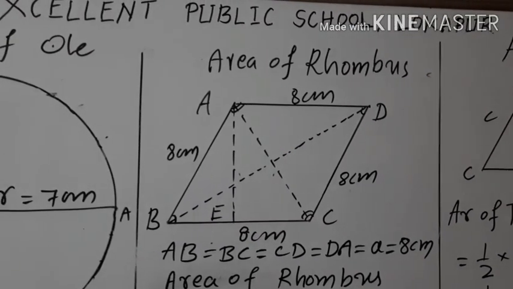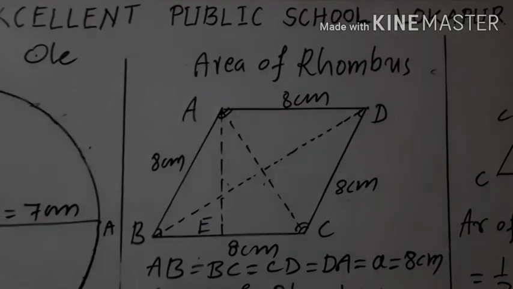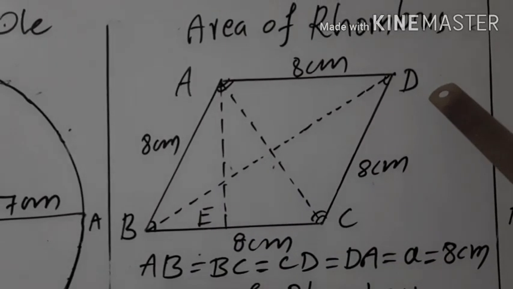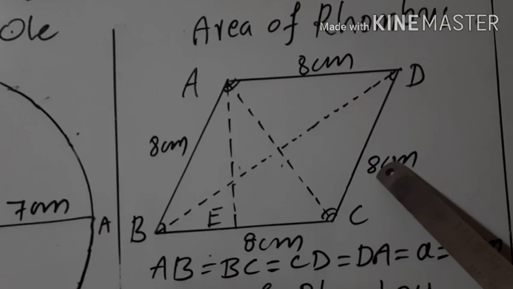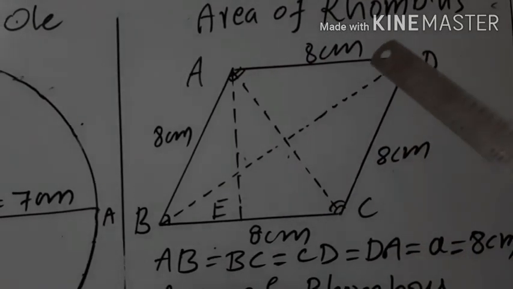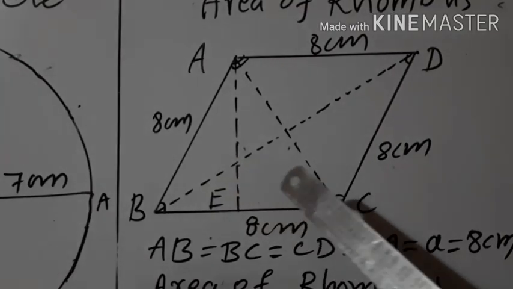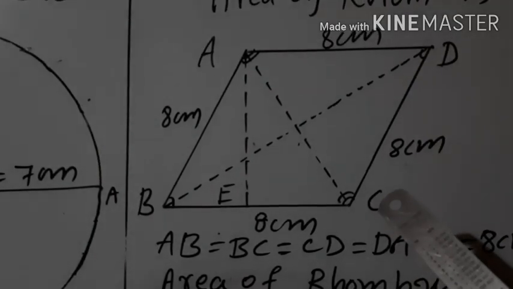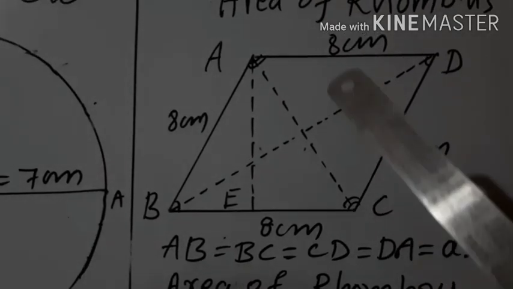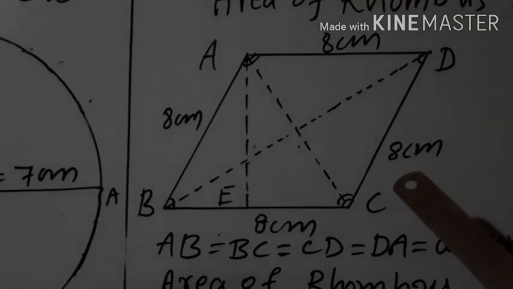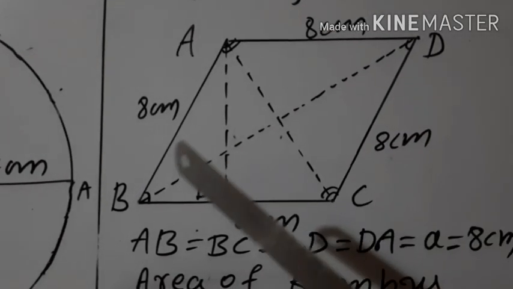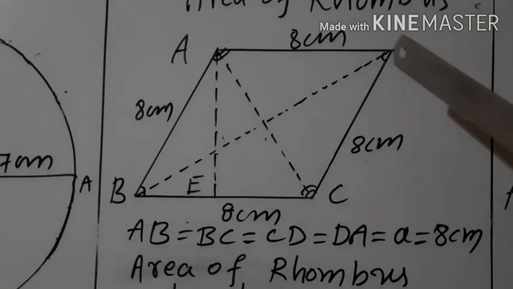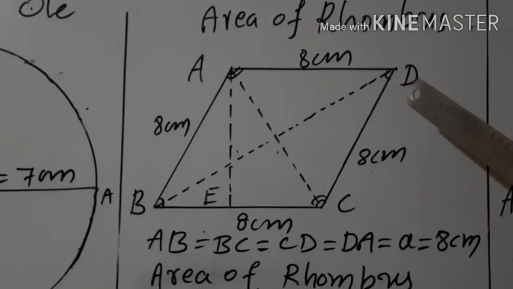Now, one more and very important quadrilateral, that is rhombus. Okay. Here, ABCD is a rhombus. Rhombus is also a quadrilateral in which all the four sides are equal, but none of the interior angles is 90 degree. Here, AB and BC are called the adjacent sides, whereas AB and DC are called the opposite sides. AC and BD are called diagonals.